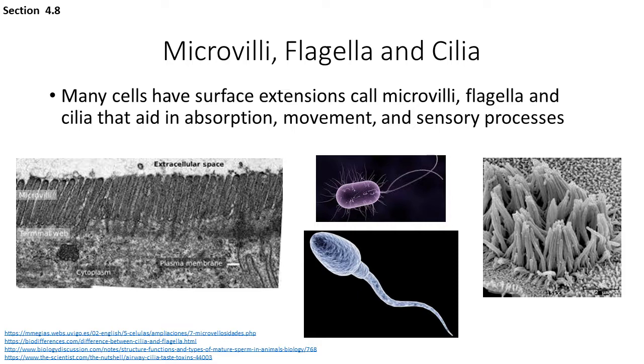Microvilli, flagella, and cilia. Many cells have surface extensions called microvilli, flagella, or cilia that aid in absorption, movement, and sensory processes within the cells. Like we talked about before, there's only one type of animal cell that contains flagella, and that's the sperm. These are microvilli, flagella, and cilia.